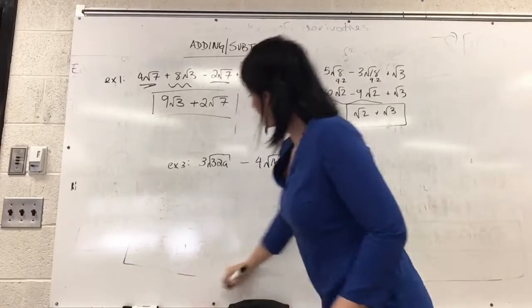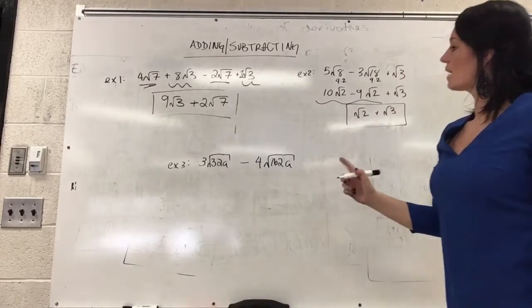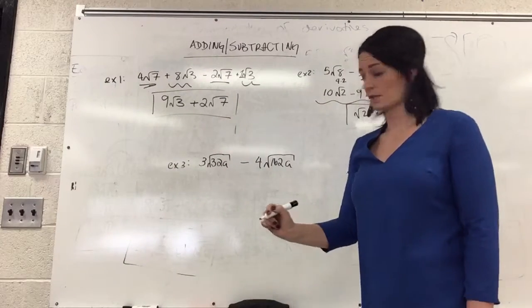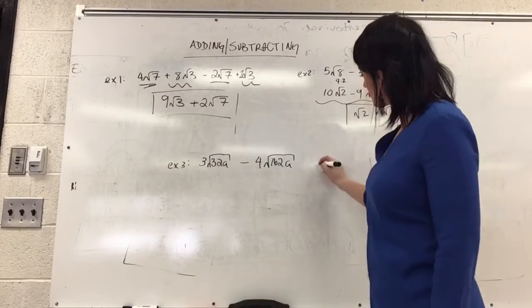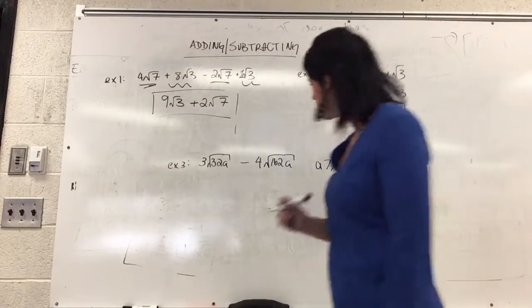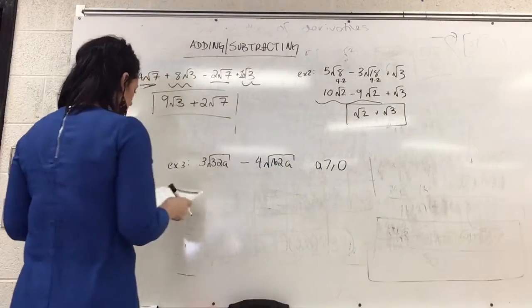Okay, and then let's look at something a little bit more fun. Please remember that whenever you have a variable underneath your radical, you need to state the restrictions. So I always need to have positive under there, so I just say that a has to be greater than or equal to 0. So let's figure out how this can simplify first.